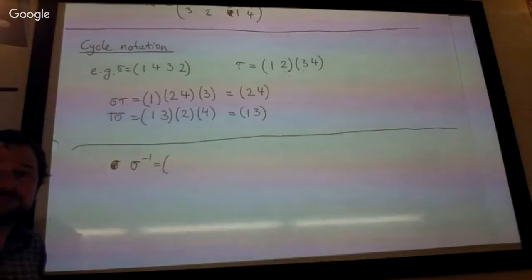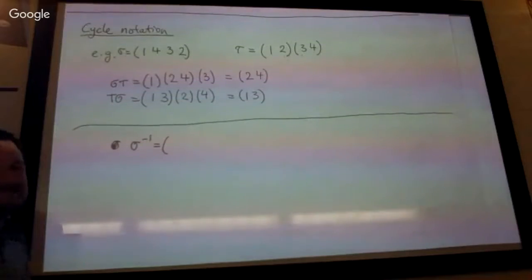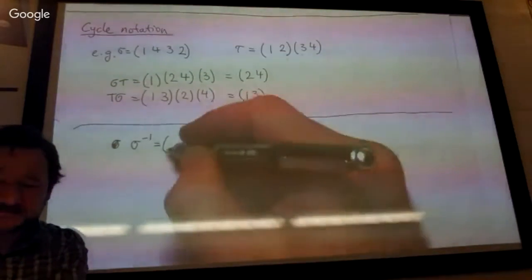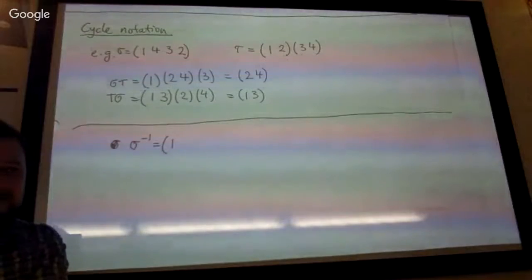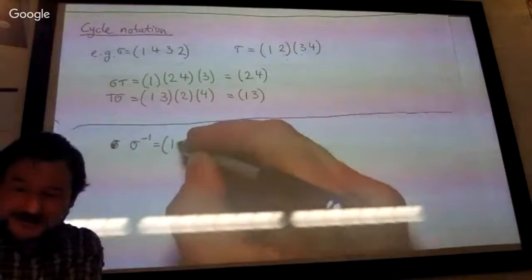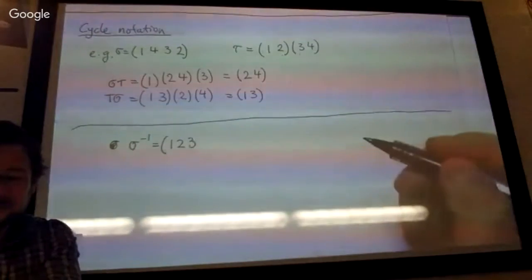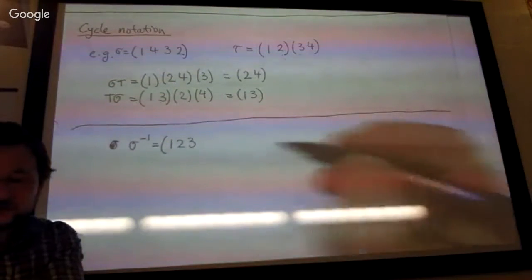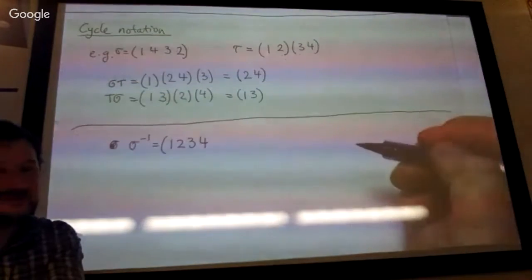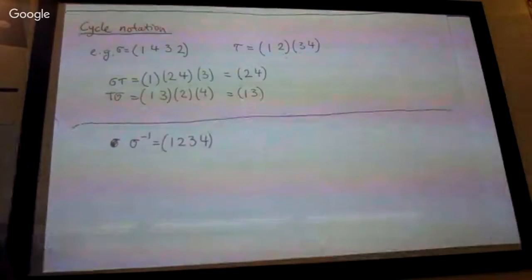We're still using the cycle. Yeah, that's the only thing that's left now. So 1 goes to 2 because 2 goes to 1. And 2 goes to 3 because 3 went to 2. And 3 goes to 4 because 4 went to 3. And 4 goes to 1 because 1 went to 4. Simple. All right. Any questions?